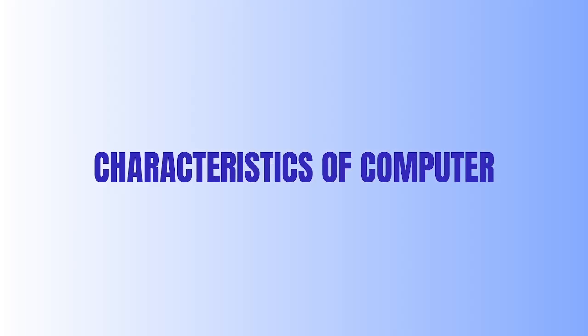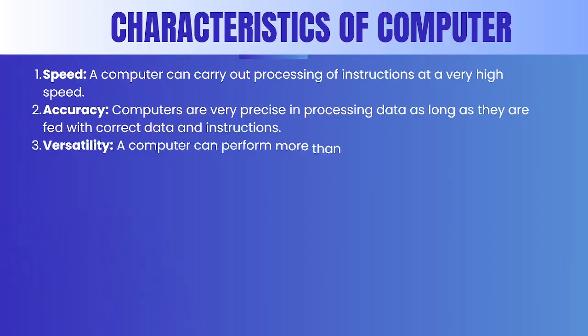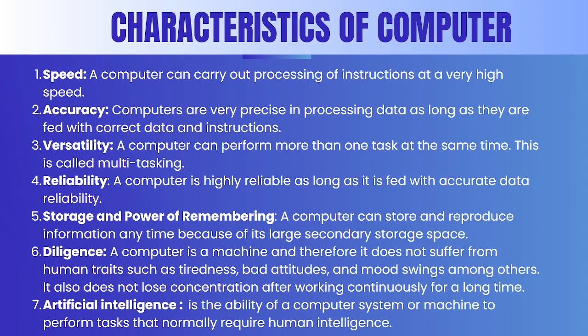Characteristics of computer. The following are the characteristics of computer. Number 1. Speed. Computers can carry out processing of instructions at a very high speed. Number 2. Accuracy. Computers are very precise in processing data as long as they are fed with correct data and instructions. Number 3. Versatility. A computer can perform more than one task at the same time. This is also called multitasking.